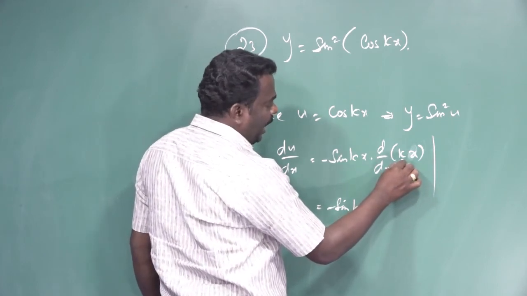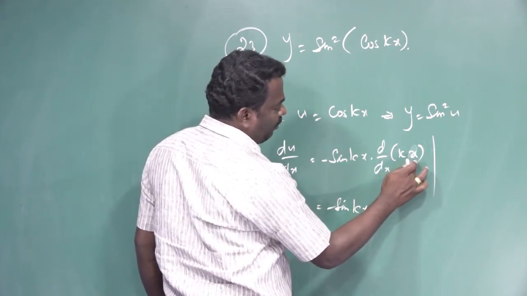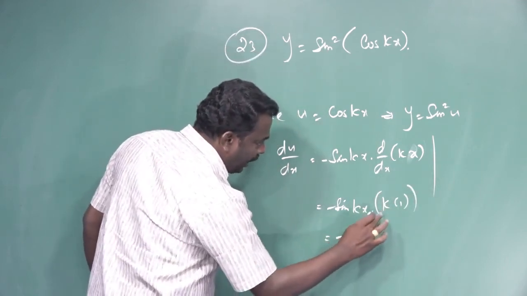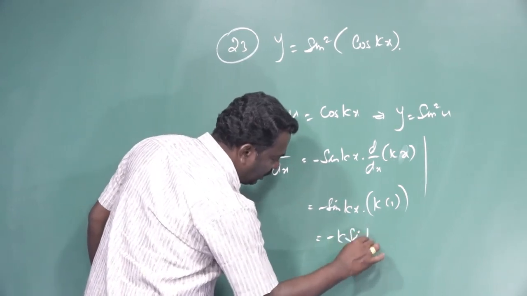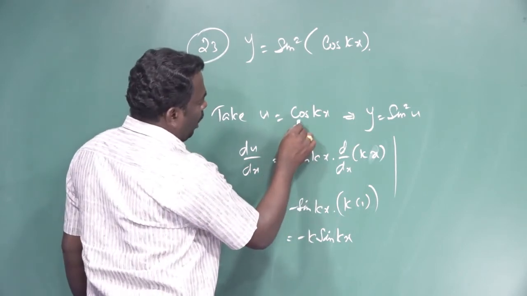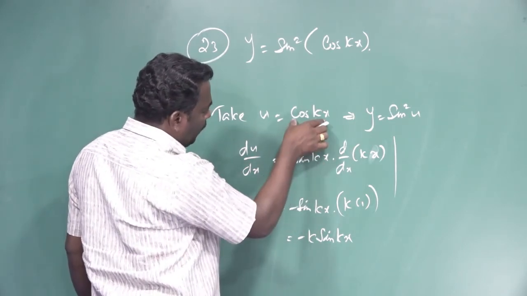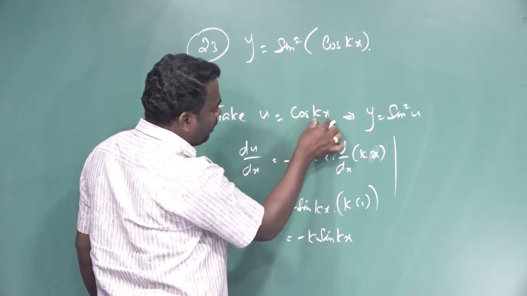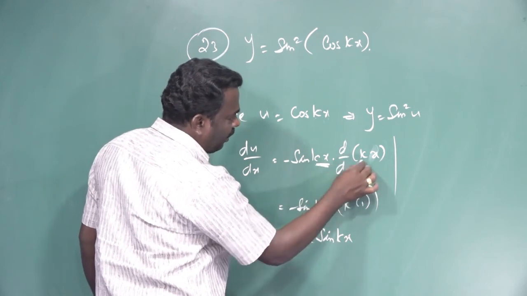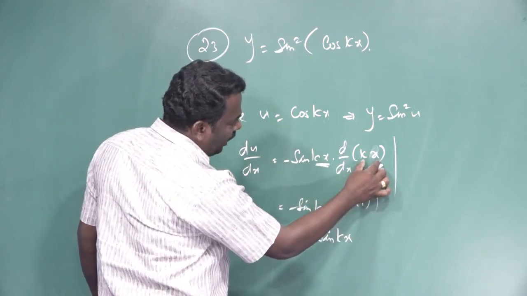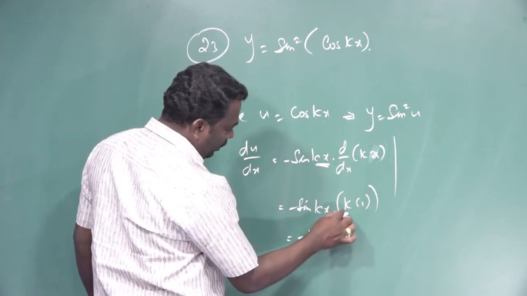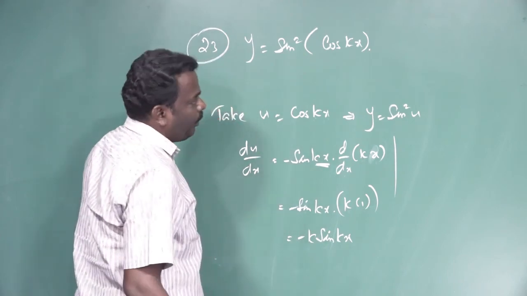The differentiation of kx, where k is the coefficient term, with respect to x is 1. Therefore k into 1, that is equal to minus k into sin kx, the derivative du by dx. Once again, the differentiation of cos kx: cos becomes minus sin, with kx as it is. Again we want to differentiate the term kx, d by dx of kx. Here k is the coefficient term, and differentiating with respect to x gives 1. Therefore it is minus k into sin kx as the derivative.